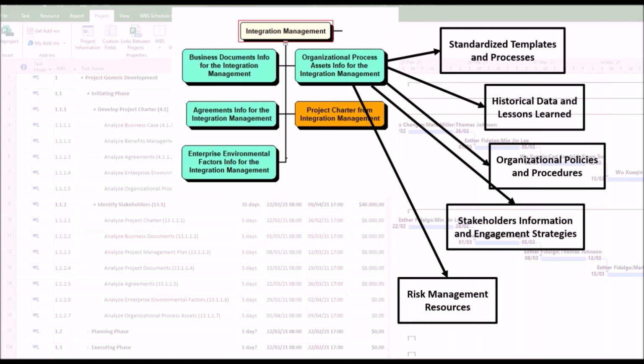5. Risk management resources. Organizational process assets include risk registers, risk management plans, and risk response strategies from past projects. This information helps identify and address potential risks early in the project, which is reflected in the project charter to ensure proactive risk management.